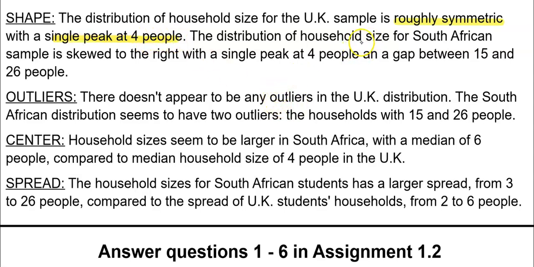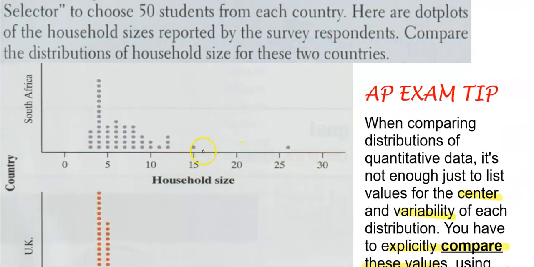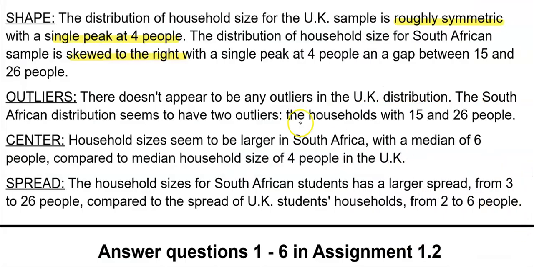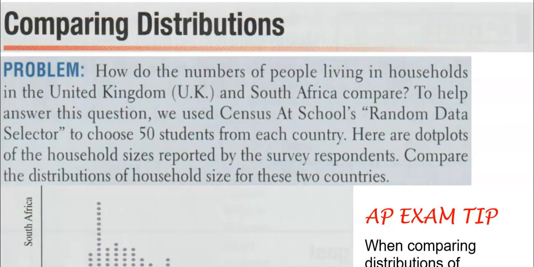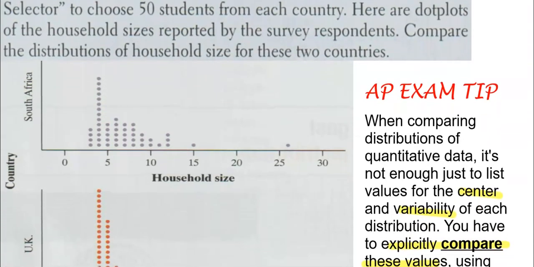The distribution of household sizes for the South African sample is skewed to the right. If you look, that means we only have a couple pieces of data on the right. Most of my data is on the left side of the graph, and then we have just these couple pieces of data on the right. It has a single peak at 4, and then we described a gap between 15 and 16. We're not going to compare, though, until we talk about center and spread.